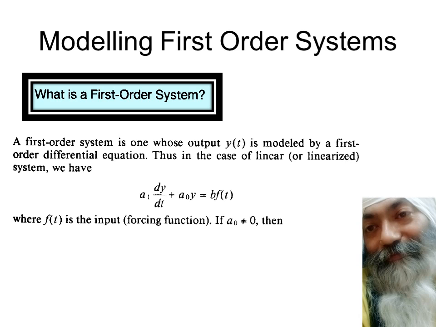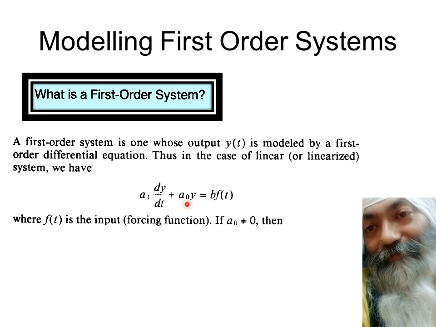So the first question which comes to the mind is what is a first order system? Mathematically, it is defined as whatsoever whose final model is given by first order differential equation, or you can say whose output is modeled as the first order differential equation. So as you can see over here, anything which fits in this kind of equation will be categorized as the first order system. f(t) is the forcing function and y is the output.